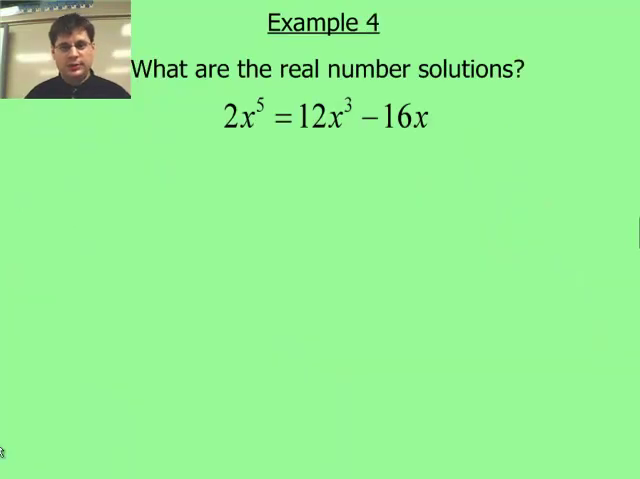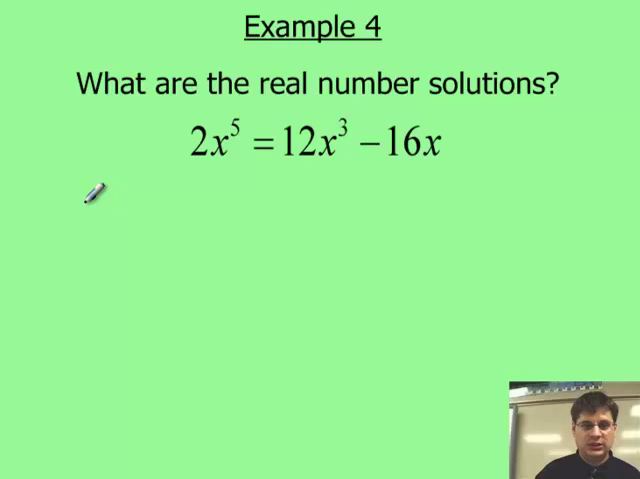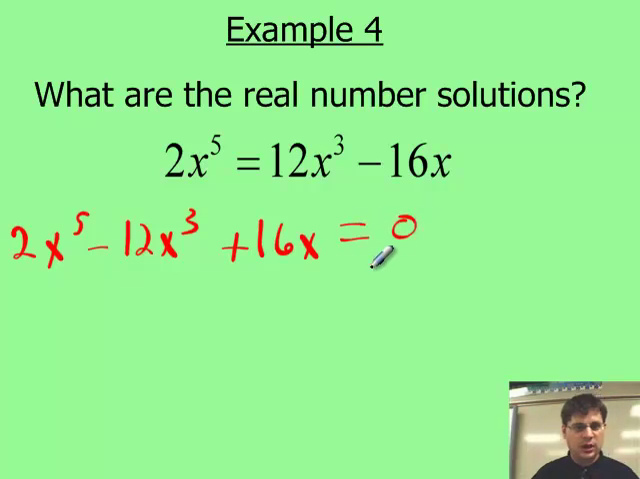Now, the fourth example, it's asking, what are the real number solutions? Basically, we're just going to take this a step further. We're going to factor, and then we're going to solve. So since we're solving, I'm going to go ahead and set this equal to 0 by moving over the 12x cubed and the 16x. So I'll have 2x to the 5th minus 12x cubed plus 16x equals 0.